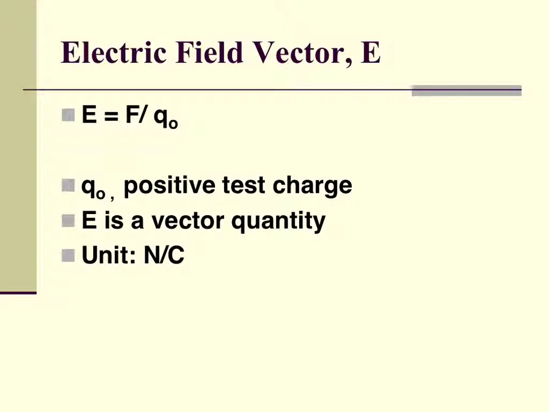Since E is equal to F over Q, the units of force are going to be newtons, the units of charge are going to be coulombs, so it's going to be newtons per coulomb.